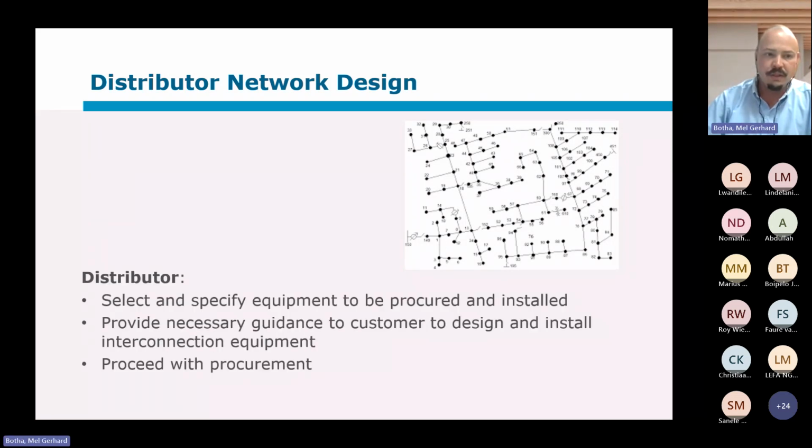So the distributor at this stage selects and specifies the equipment to be procured and installed, and provides the necessary guidance to the customer to design and install the interconnection equipment from his side, and proceed with procurement. And of course, within all of this fall all of the approval processes, which are the technical approvals as well as the financial and economic approvals.